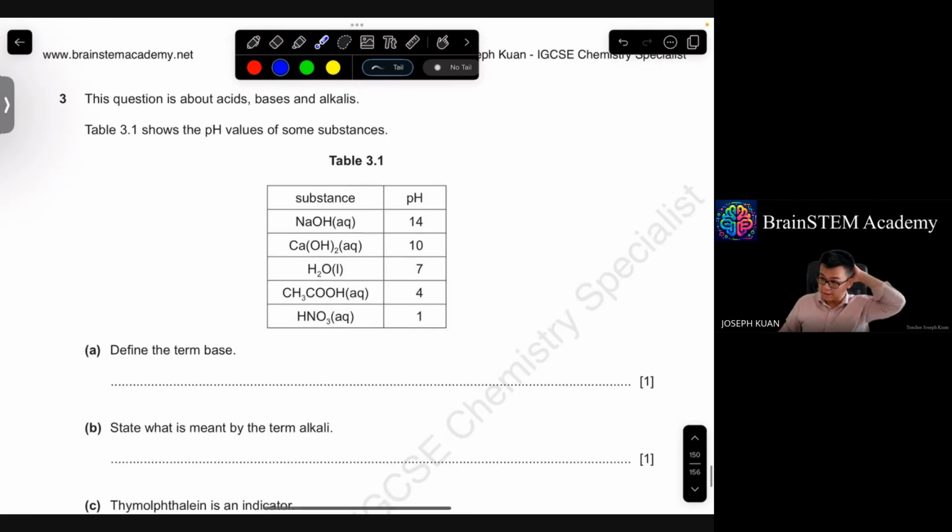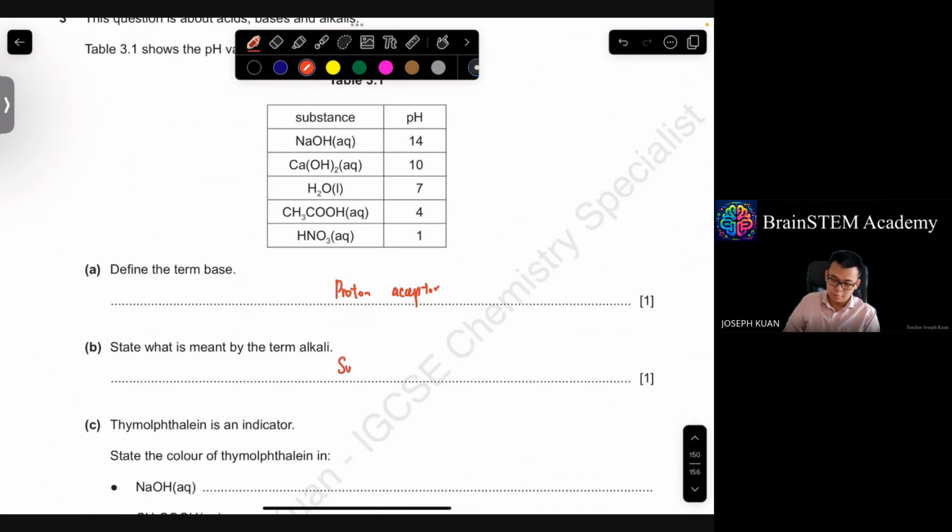This question is about acids, bases, and alkalis. Table 3.1 shows the pH value of some substances. Define the term base. A base is a proton acceptor. State what is meant by the term alkali. It's a soluble base.